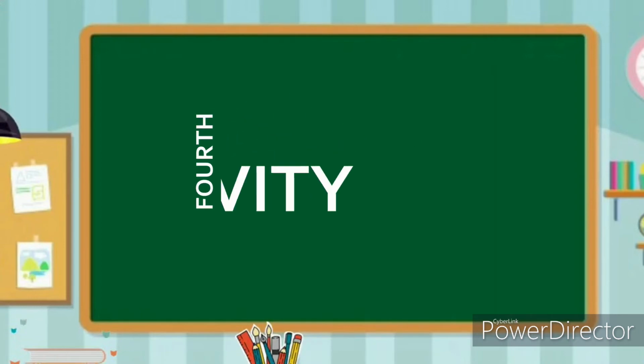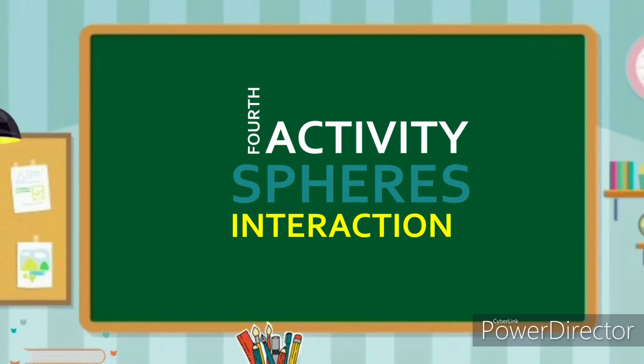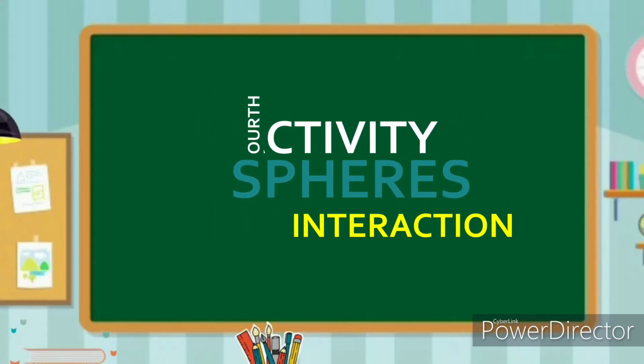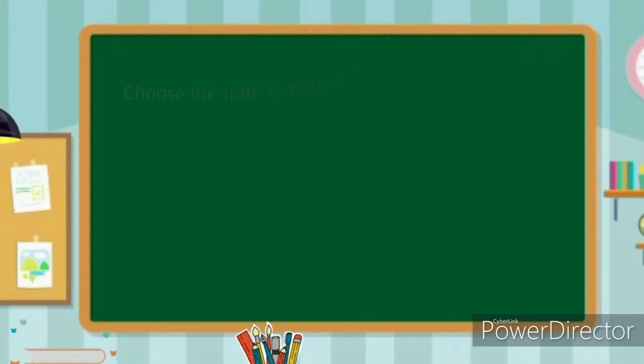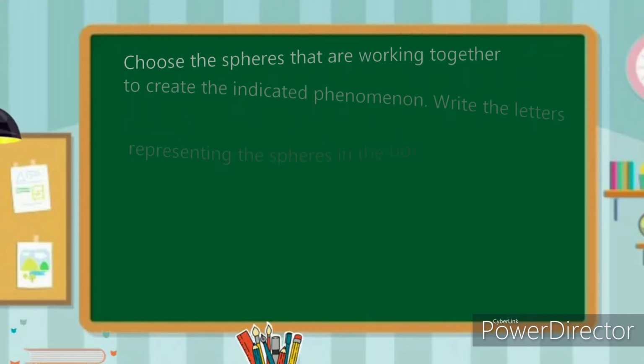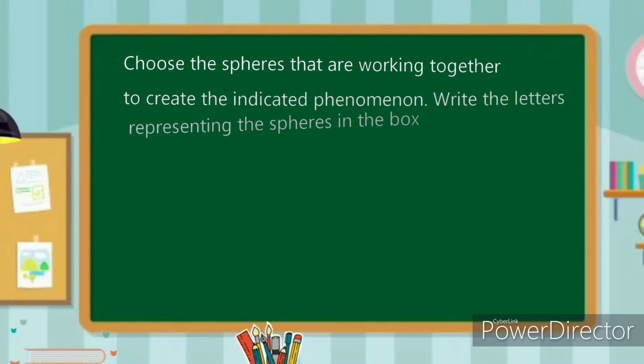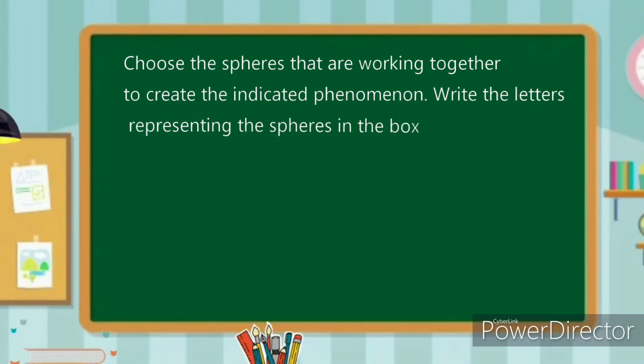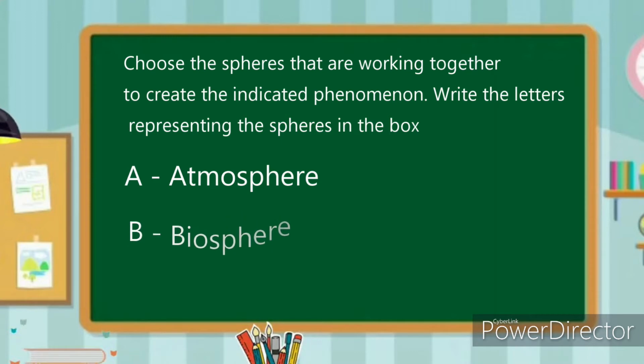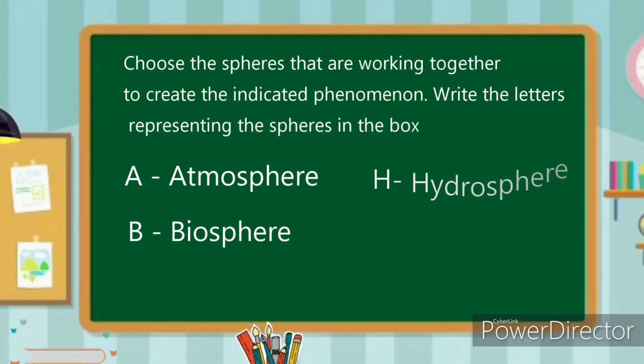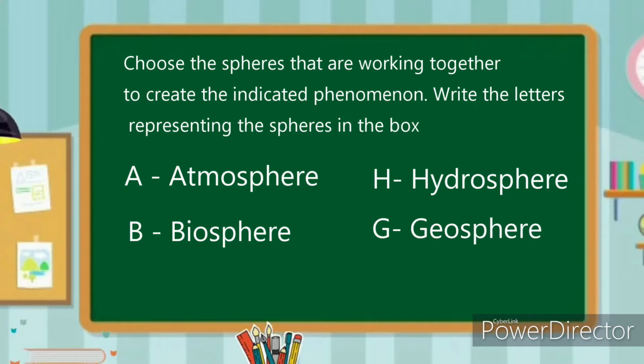Activity number 4, which is entitled Spheres Interaction, you need to choose the spheres that are working together to create the indicated phenomenon. Write the letters representing the spheres in the box. A for atmosphere, B for biosphere, H for hydrosphere, and G for geosphere. 5 minutes is given to you to finish the activity.